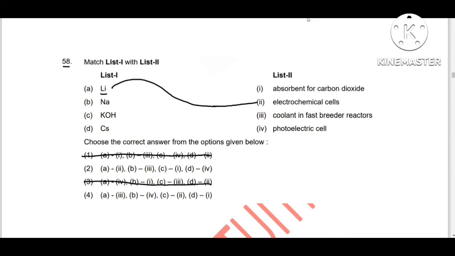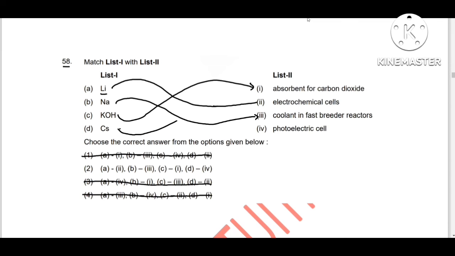Here A matches with 3, so you can easily eliminate option 4 also. By knowing that 1 from list 1, that is lithium, is used in electrochemical cells, you can easily eliminate all the other options. So now let us verify the remaining one. Here sodium is used as a coolant in fast breeder reactors. Potassium hydroxide is used as an absorbent for carbon dioxide. Cesium is used in photochemical cells. So 2 is our correct answer.